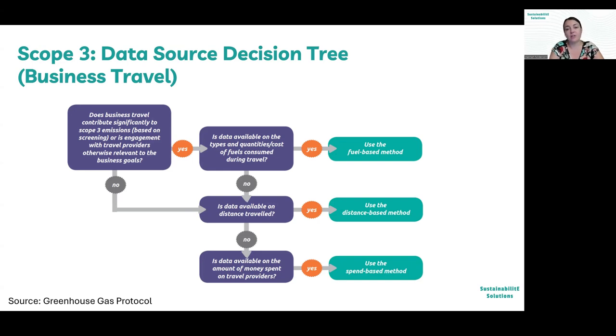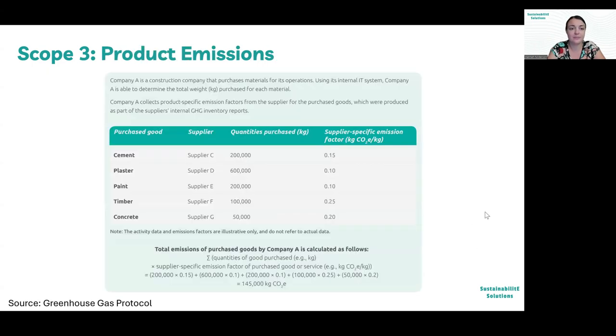Then you're going to go through the decision tree, and here you could use a fuel-based method. It could be a distance-based method, or it could be spend. And again, this requires your business interfacing with suppliers, asking, what kind of data do you have that you'd be willing to share with us? In most cases, in this day and age, we're still mostly in the spend-based methods here. But as these requirements and requests trickle down to smaller businesses, it will get more into these more specific primary data sources.